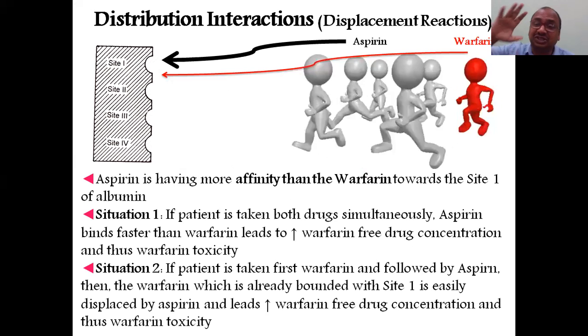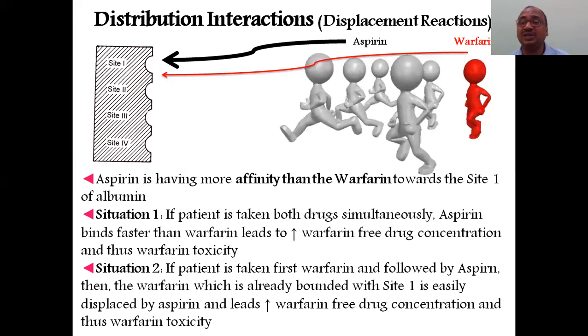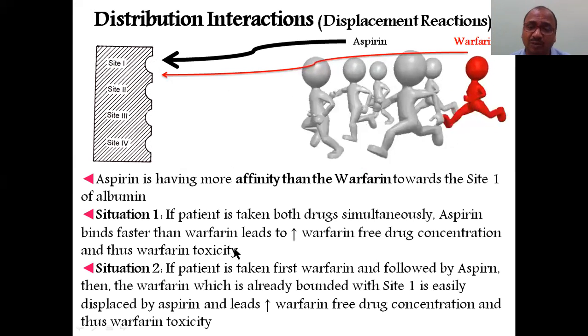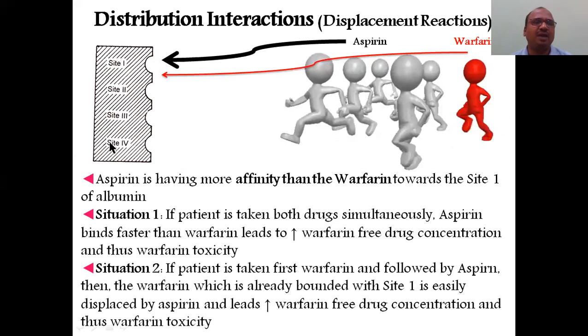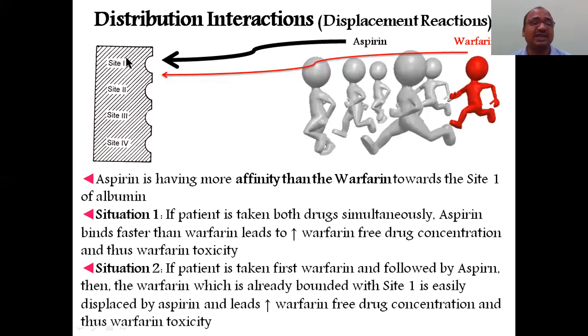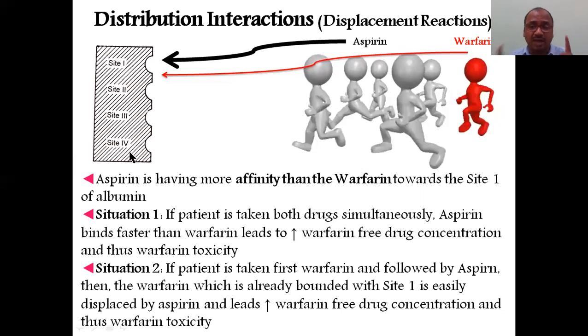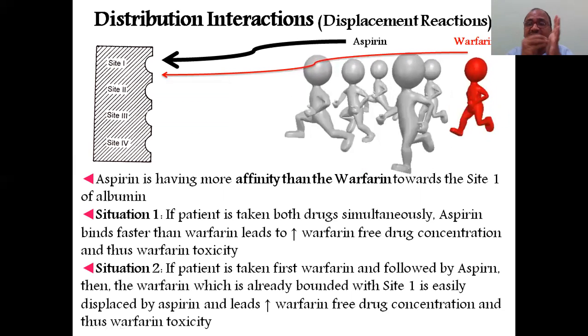Now you come to the distribution interaction. During distribution, what happened? I already told you about protein binding. This is albumin. Albumin consists of 4 sites: site 1, site 2, site 3, site 4, for binding of the drug.